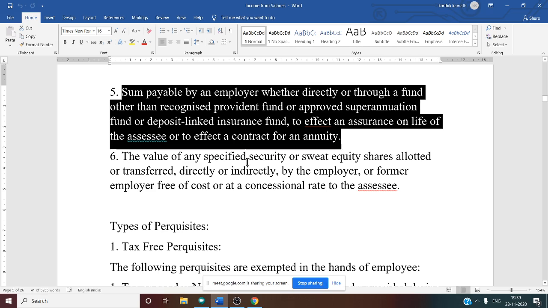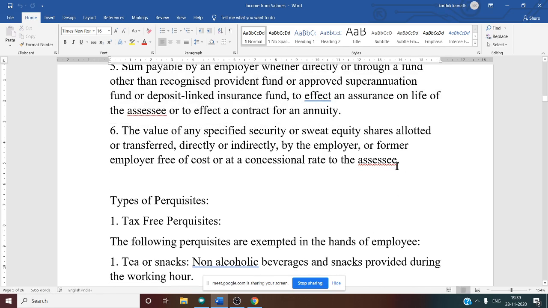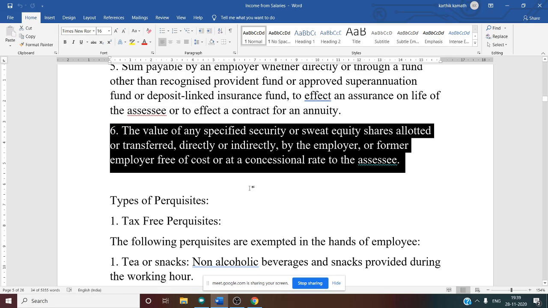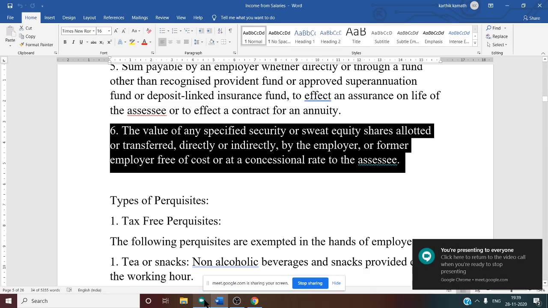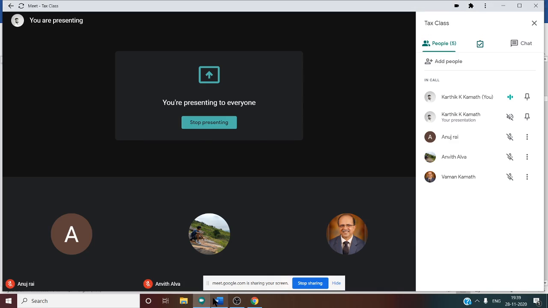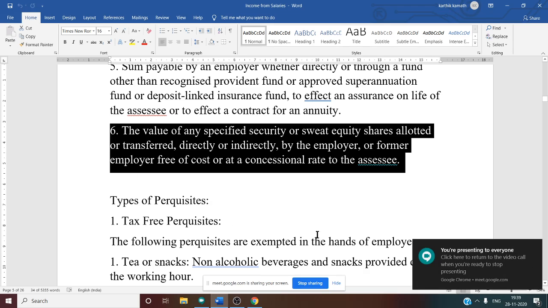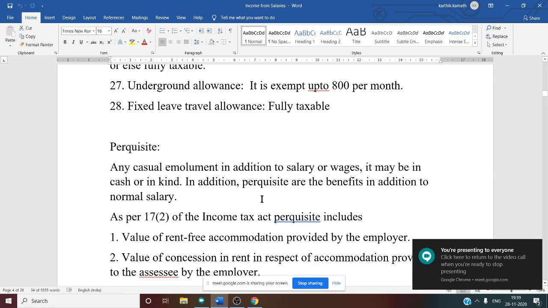So that is about point number 5. Then point number 6 is about the value of any specified security or sweat equity shares allotted or transferred directly or indirectly by the employer or former employer free of cost or at a concessional rate to the employee. So sweat equity share means what? Suppose an employee is doing some extraordinary work in the organization, in that case equity shares may be given at a concessional rate. So in that case also we can consider it under perquisite.